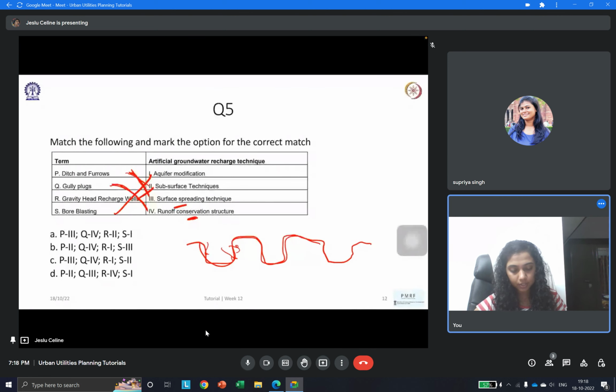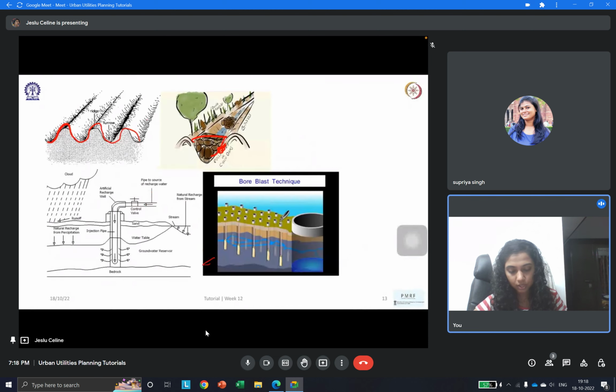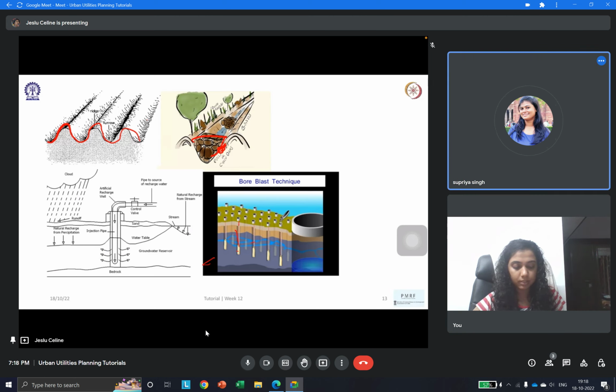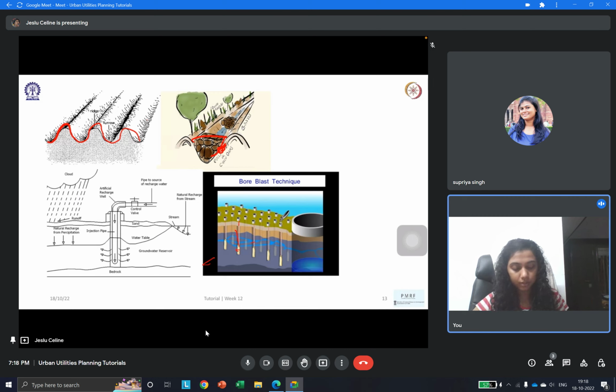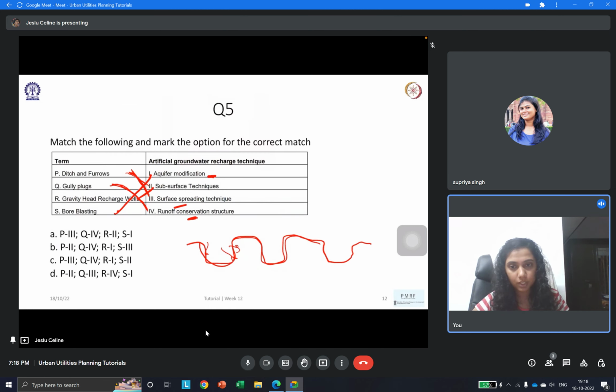Then gravity head recharge wells are a subsurface technique, which we observe over here. The last one was bore blasting. We dig in bores, put some dynamite, and blast it. So your aquifer is modified, creating more areas for water to flow. So bore blasting is an aquifer modification method; it modifies whatever is happening underneath. Correct. So I think we can proceed further.